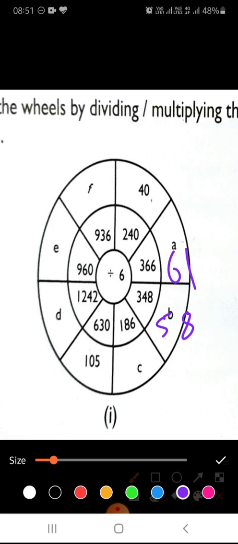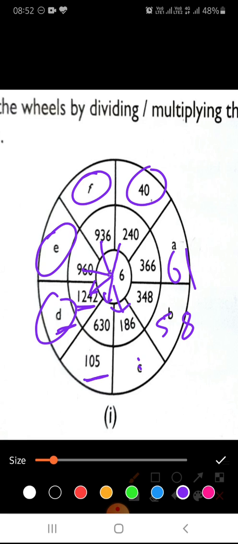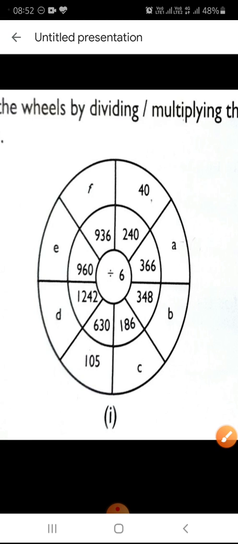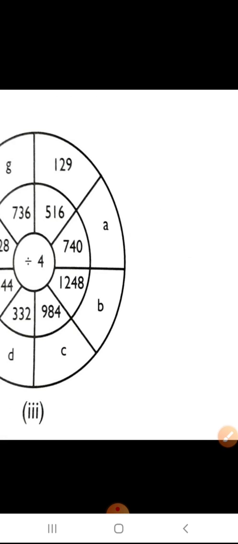61. Now similarly we will divide 186 by 6. We will write the answer here. When we have divided 630 by 6, we got the answer 505. Similarly, we will divide 1242 by 6 and we will get the answer. Similarly, this will divide, and this will divide, and we will write the answers in this portion given. Is it clear? You have to do this question yourself. Now, the next one is given to you.